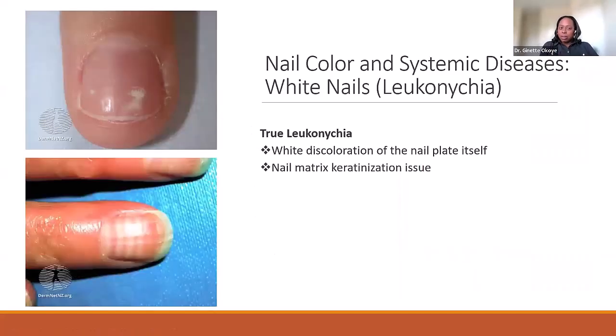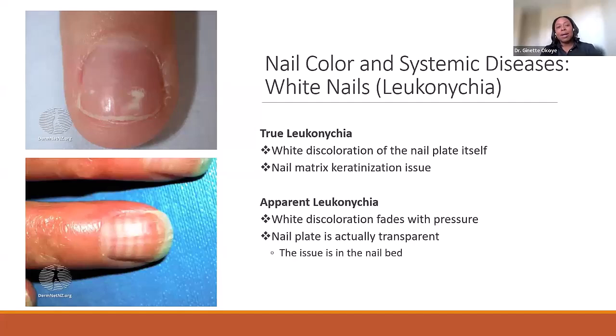Okay, so another color that you could see on the nail is white. There are two ways that a white color can appear on the nail. The technical term for a white nail is leukonychia. You can have true leukonychia, where the nail is actually white, or you can have apparent leukonychia, where it looks white, but the nail isn't white, it's the nail bed that's white.